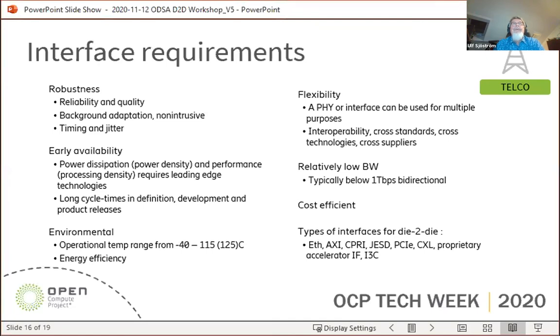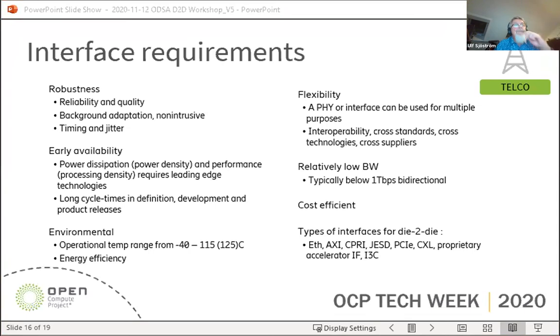Let's talk about some properties we need in our interfaces. This is not per se requirements on die-to-die interfaces. This is more generic requirements in our space. Building telecom equipment, we have extreme requirements of availability that translate into reliability and quality on technology. We need to do background adaptations on every high-speed link, but it needs to be non-intrusive. We carry timing, air interface timing, very critical to our solutions over these interfaces.